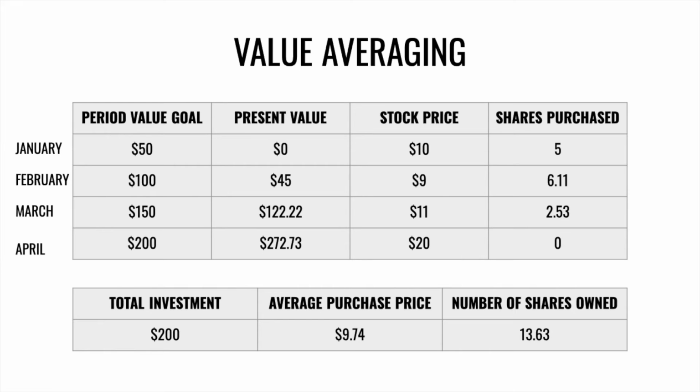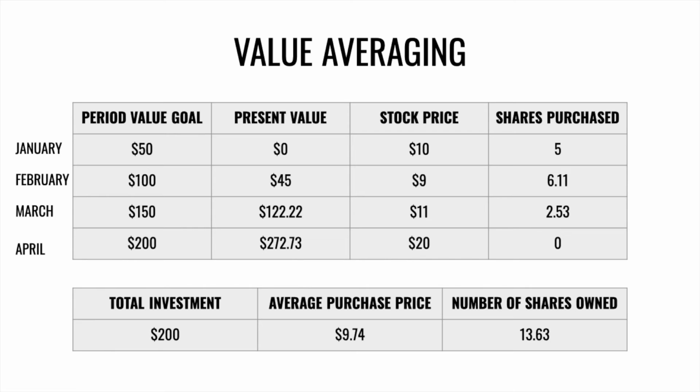So in this example, we see that a pro for value averaging is that it helps you buy when the stock is at low points, and that's when it buys more shares. Because our purchase price for XYZ in this example was $9.74, which is less than the purchase price that we had when we used dollar cost averaging.